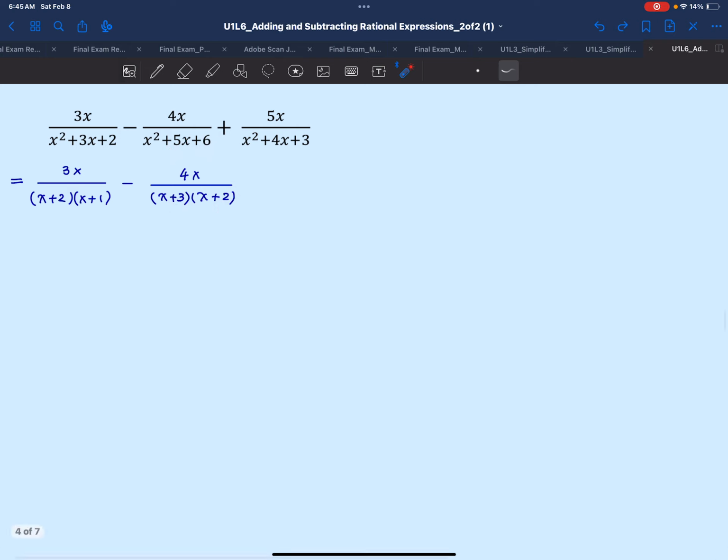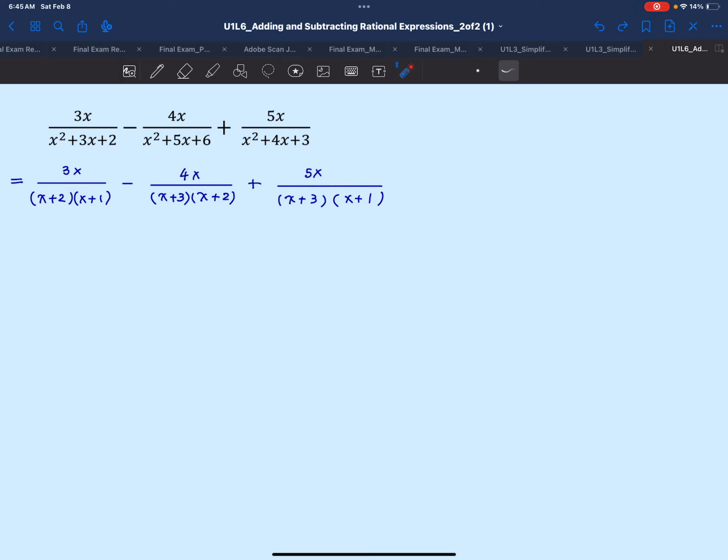And lastly, we have plus 5x divided by the factored form of x squared plus 4x plus 3, which is (x plus 3)(x plus 1). Again, two numbers that multiply to 3, and in the meantime, add to a positive 4.